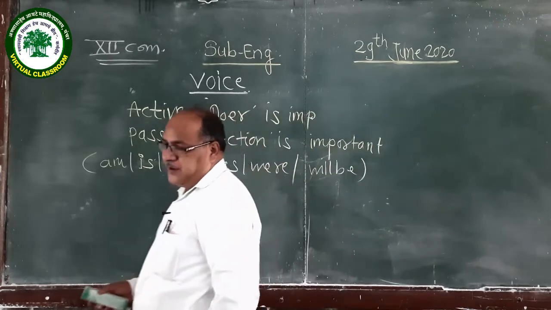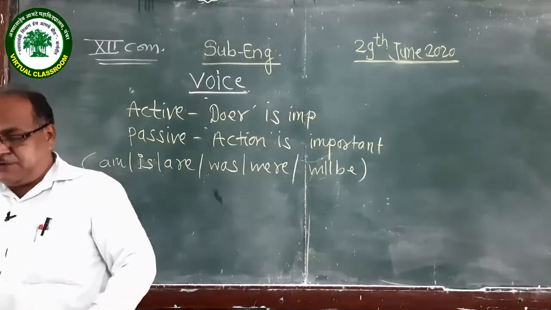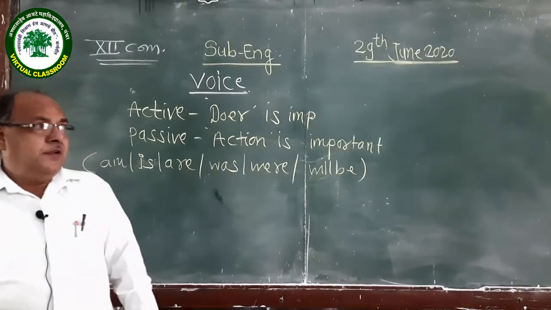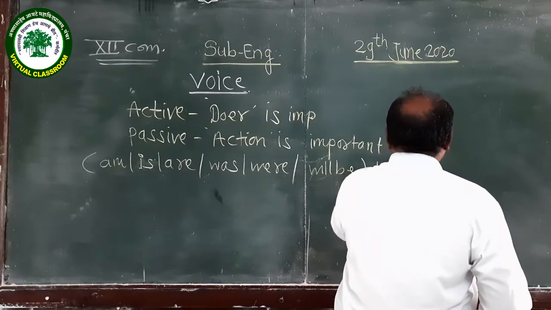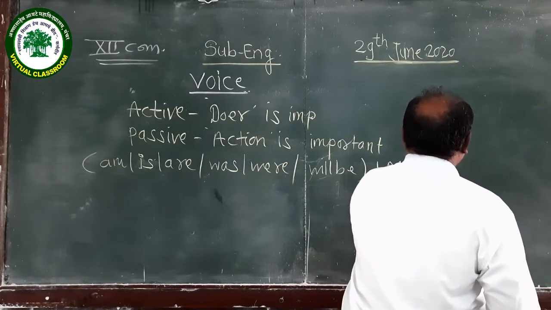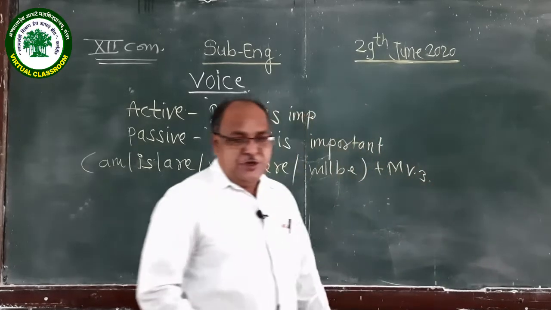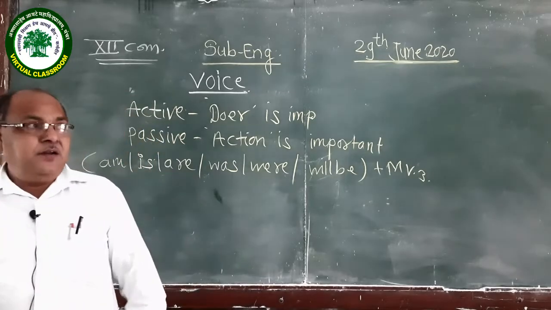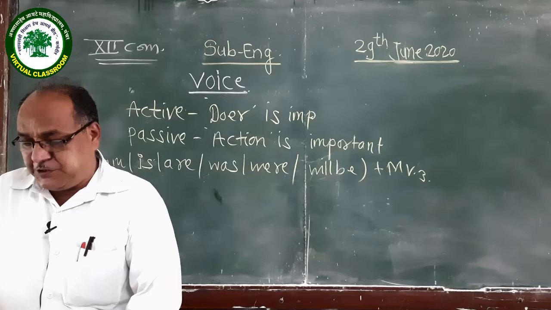So, these are the helping verbs that should be used while transforming an active sentence into passive voice. And then, past participle, MV3, should be used. MV3 means past participle. So, in this way, after listening to this rule, we can change a sentence from active into passive voice.